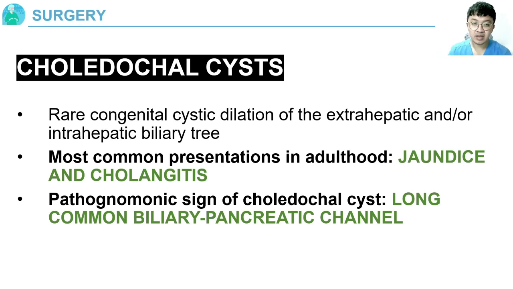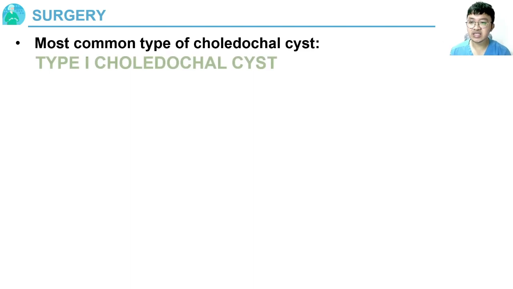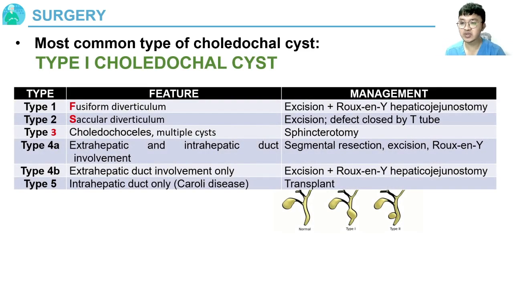Okay. So the most common type of choledochal cyst is your type 1 choledochal cyst. You actually have 5 different types, 1, 2, 3, 4, 5. So let's try to review. Type 1 is fusiform. Fusiform, F, first, 1. Okay, so that's an easy way to remember it. Type 1 is the first, fusiform, letter F. Management is excision. You excise it, then you attach the jejunum to the common hepatic duct, or hepaticojejunostomy.